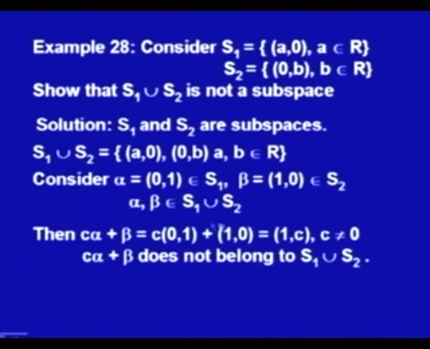Let us check this. C alpha plus beta is C(0, 1) plus (1, 0), which is equal to (C·0 plus 1, C·1 plus 0), that is, (1, C), where C is not 0. For C equal to 0, things will be okay, but for C non-zero, this property may not be satisfied. So, if C is not 0, then (1, C) does not belong to S1 union S2. So, S1 union S2 is not a subspace. So, while S1 intersection S2 will be a subspace for S1, S2 subspaces, S1 union S2 need not be a subspace.